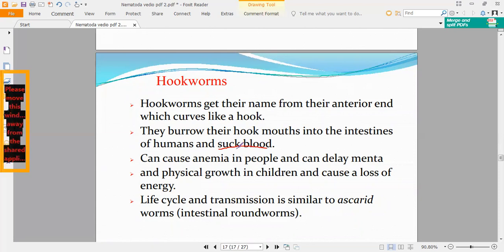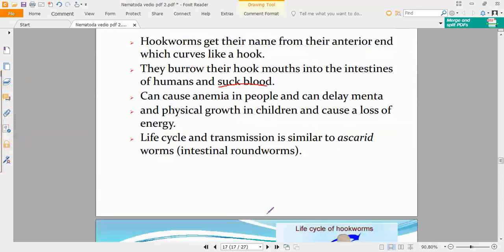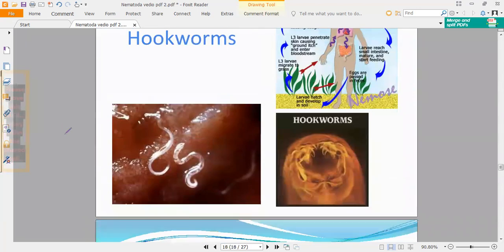If there is blood shortage, it results in anemic disease. It can also delay mental and physical growth in children, and cause loss of energy. The life cycle and the transmission are similar to Ascaris, the intestinal roundworms. No difference. This is the hookworm.